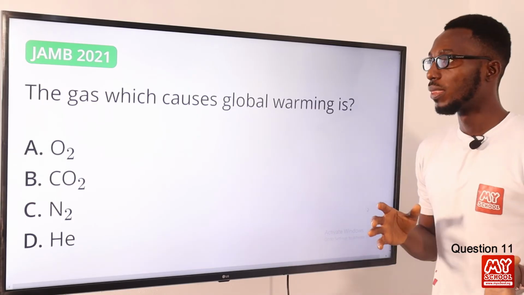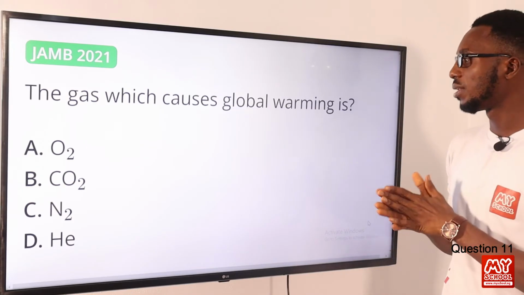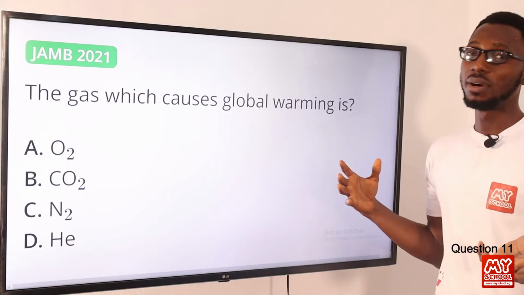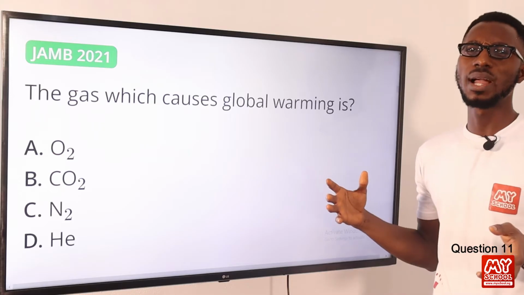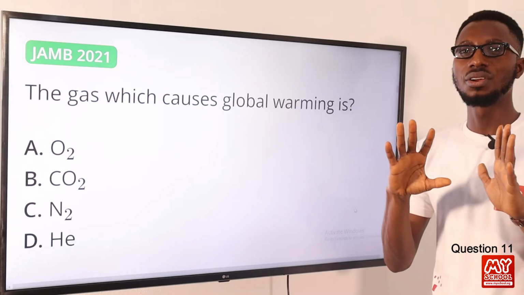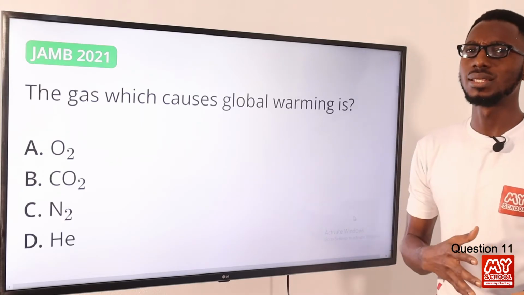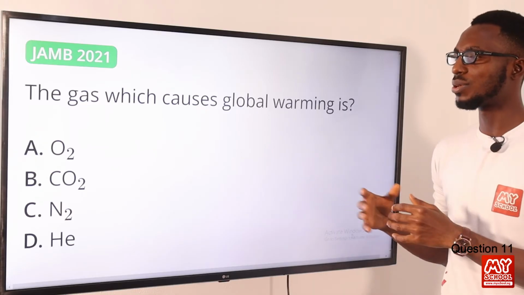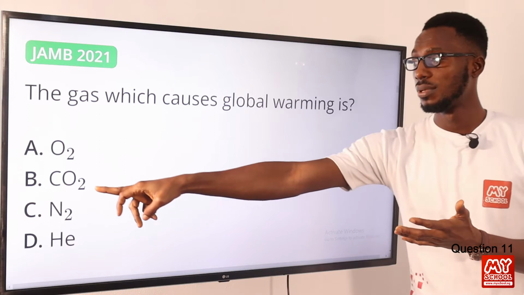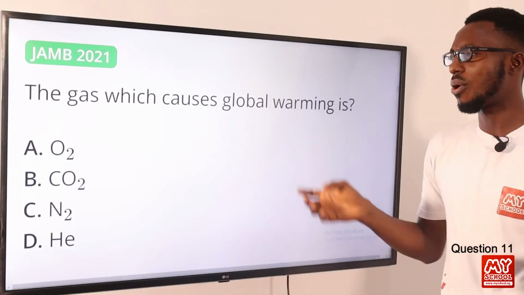Question 11. The gas which causes global warming is what? We should know that global warming is a kind of phenomenon caused by human activities. These human activities generate the greenhouse effect, caused by greenhouse gases. The greenhouse gases that lead to global warming include carbon dioxide, chlorofluorocarbons and others like that.